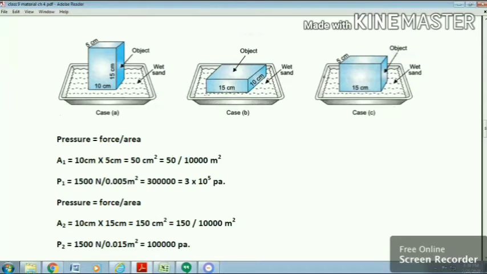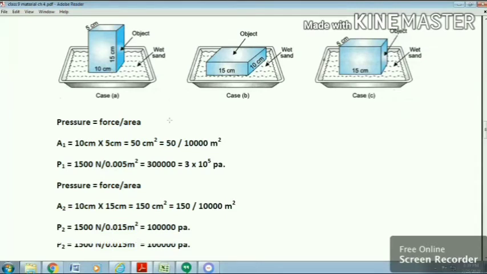So first calculate the area, which is given in centimeter. In the first case, as breadth is 5 centimeter and length is 10 centimeter, it is 10 centimeter into 5 centimeter, which is 50 centimeter square. Now convert this centimeter square to meter square. Now put in the formula of pressure, force by area. Hence 1500 Newton by 0.05 meter square. When we convert, we get 3 into 10 to the power 5 Pascal. First case I have solved.